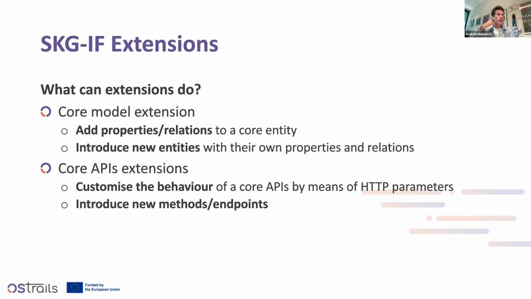Then an extension can extend the core APIs. Again, this can be done in two different flavors: via customization of the behavior of core APIs by, for example, adding new HTTP parameters. A new filter that's not in the core specification could be added by an extension. The other way is about introducing new methods and endpoints, for example, to return a new entity that the extension injected into the data model.